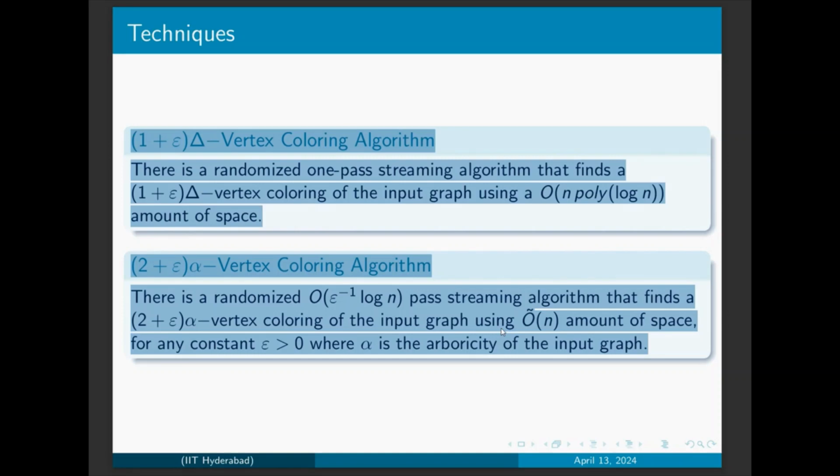In the next part of the presentation, Raghavendra will briefly describe the (1 plus epsilon) delta coloring algorithm, followed by Kunal and Shubham describing the (2 plus epsilon) alpha vertex coloring algorithm. Over to Raghavendra.